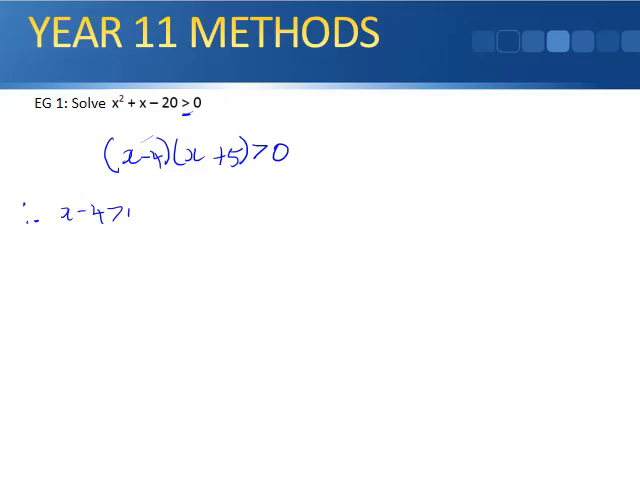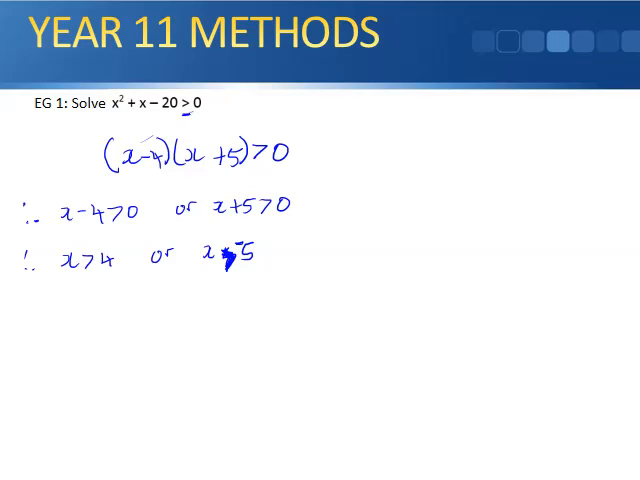x minus 4 is greater than 0, or x plus 5 is greater than 0. Therefore, x is greater than 4, or x is greater than negative 5. Remember, it only changes sign when we're multiplying or dividing by a negative number.